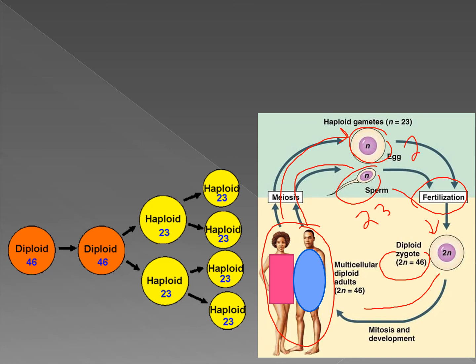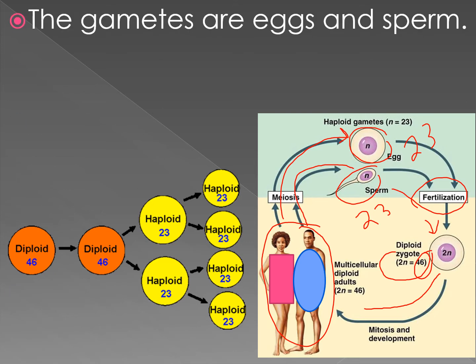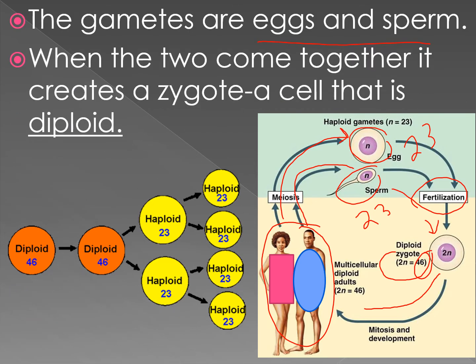Because this is 23, and this is 23. When egg and sperm come together, we make 46. And 46 is your diploid cell. So a zygote would have your 46 chromosomes, but one egg is going to have 23. So the gametes are egg and sperm. When 2 come together, it's called a zygote. You have to know those names. And the zygote is diploid because obviously 2 cells came together.